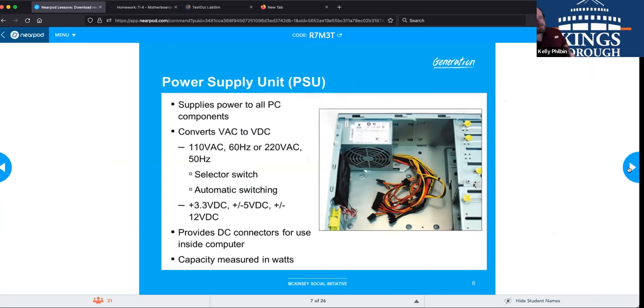So almost all electronic devices have something like this. The power supply itself converts the alternating current voltage to direct current so that the components in your computer can use that power.